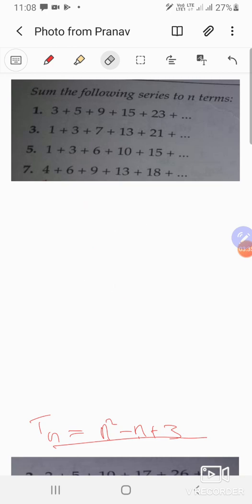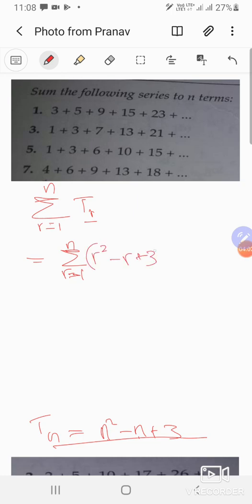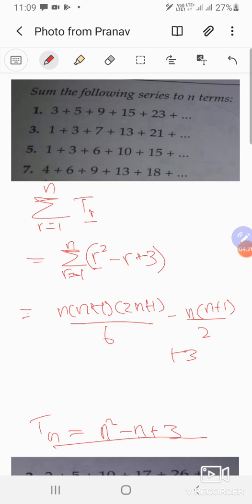So what can we do with that now? We just need to sum this Tn, so we should be summing Tr, the sum of Tr from r equals 1 to n. This is the same as the summation from r equals 1 to n of r squared minus r plus 3, just replacing n by r. Now we can use our formulas for the summation of r squared and r. For r squared we have n into n plus 1 into 2n plus 1 upon 6, minus, for r, n into n plus 1 upon 2, plus 3n.